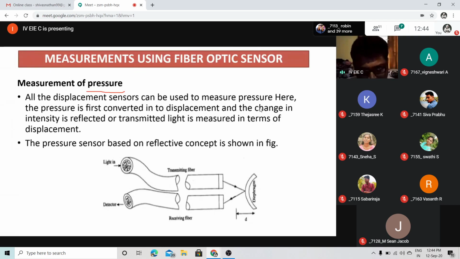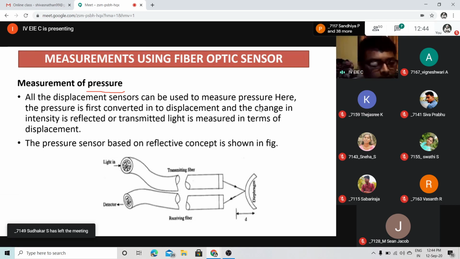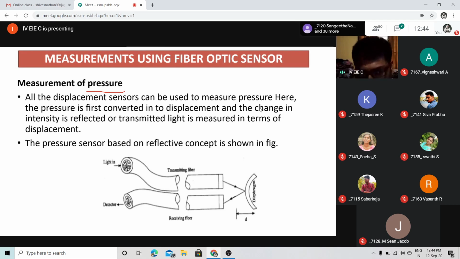Now, in this measurement of pressure, you can see a diaphragm to be present. Clear? This diaphragm is going to reflect my light intensity, which is focused upon it. If my diaphragm gets an increase in pressure, the diaphragm will converge more or it will diverge more. This is how the reflective concept works, depending upon the fiber optic cabling with respect to a pressure sensor.